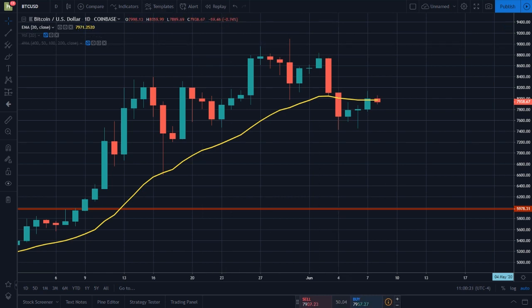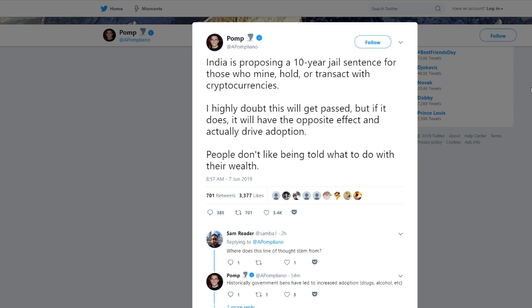Before we wrap the video up, I do want to mention one little tiny piece of news that some people have been talking about. If we go over to Twitter, Mr. Pompliano, I hope I'm not butchering your name. I know that he's a very big cryptocurrency person. I'm pretty sure I'm saying that name right. India is proposing a 10-year jail sentence for those who mine, hold, or transact with cryptocurrencies. And I completely agree with his assessment here. I highly doubt this will get passed, but if it does, it would actually have the opposite effect and drive adoption.